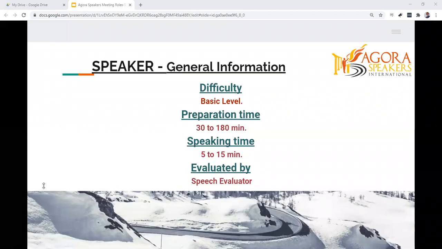The speaker role is at the basic difficulty level. It requires 30 to 180 minutes of preparation time, and the speaker speaks for 5 to 15 minutes during the meeting. And this role is evaluated by the speech evaluator.